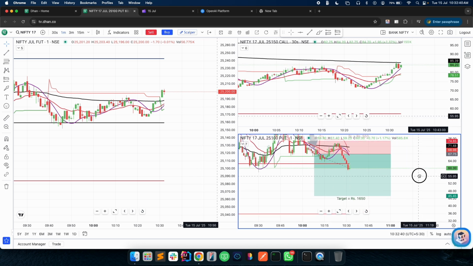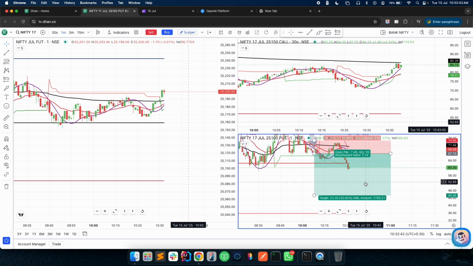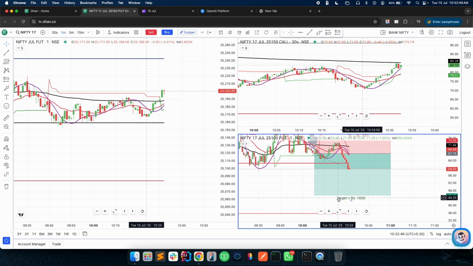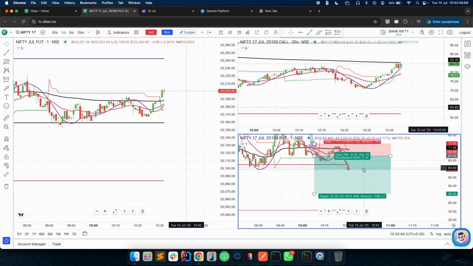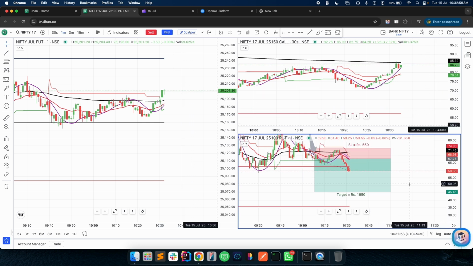Let's see. We are waiting for now 22 rupees, which is what we expected. If we get this 22.30 now with the risk, it's around 1 is to 3.1 percentage, right? So 1 is the risk and then 3 is the target, right? So let's see. I'm pausing it here.